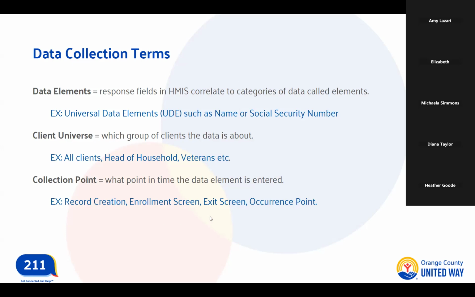Data elements. Response fields in HMIS correlate to categories of data called elements. For example, universal data elements such as name or social security number. Client universe. Which group of clients is the data about? Example, all clients, head of household, veterans, etc. Collection point. What point in time is the data element entered? For example, record creation, enrollment screen, exit screen, or occurrence point.